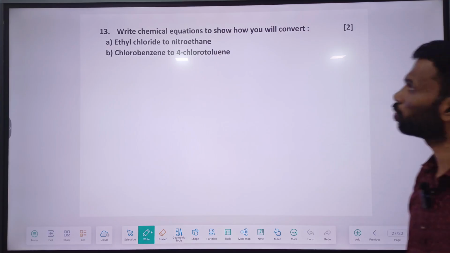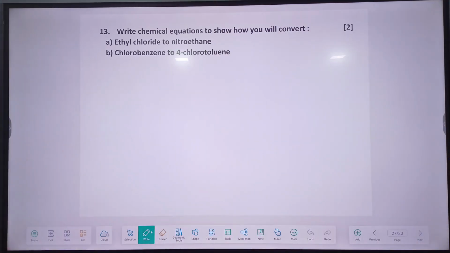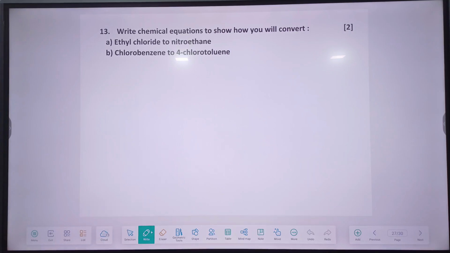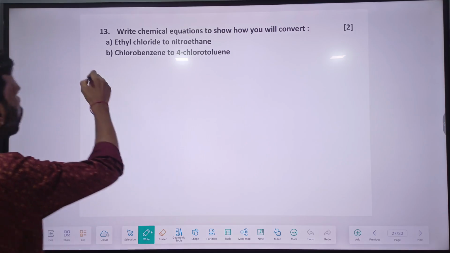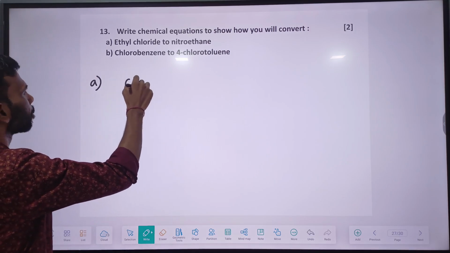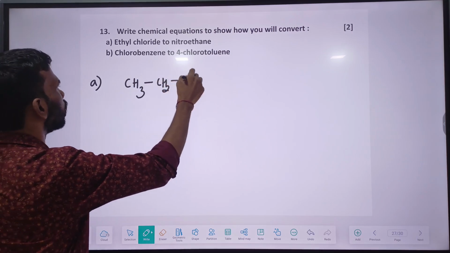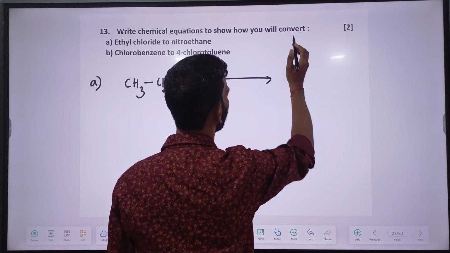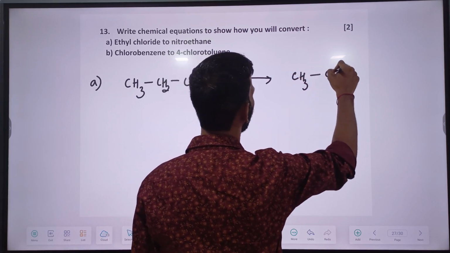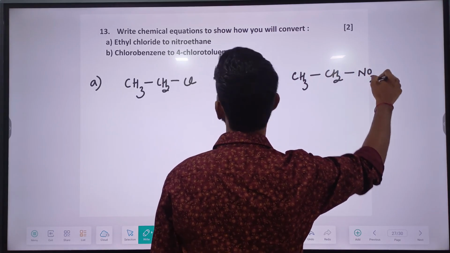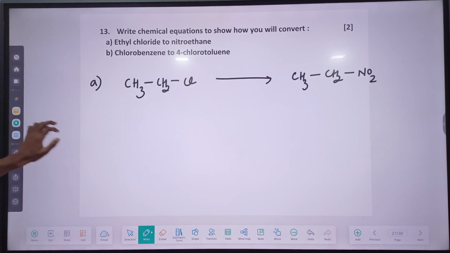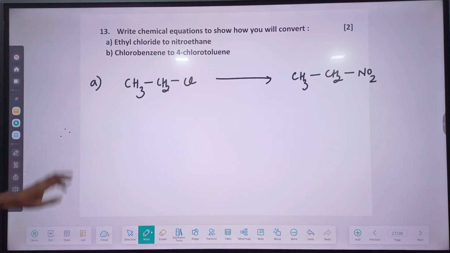Write the chemical equation to show how you will convert ethyl chloride to nitroethane. First we'll take this. You want to convert ethyl chloride to nitroethane, CH3. Okay, second reaction, chlorobenzene to 4-chlorotoluene.